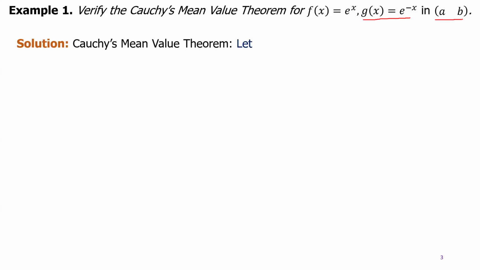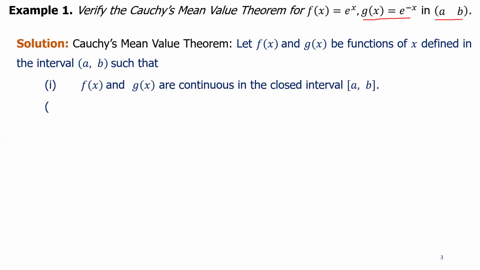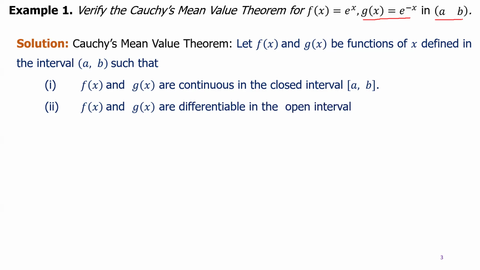So we know what Cauchy's mean value theorem is. Let f(x) and g(x) be functions of x defined in the open interval (a, b) such that f(x) and g(x) are continuous in the closed interval [a, b]. Second, f(x) and g(x) are differentiable in the open interval (a, b). And g'(x) is not equal to 0 for any value of x in the open interval (a, b).